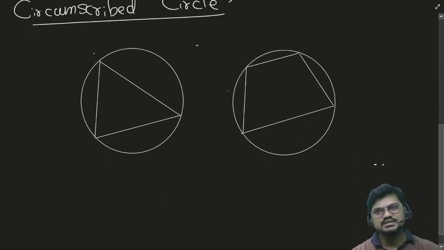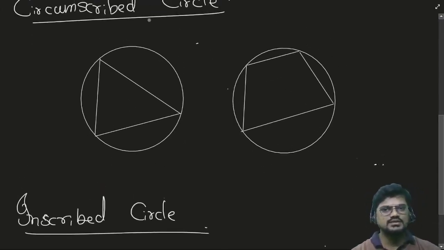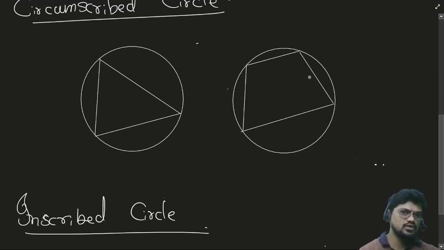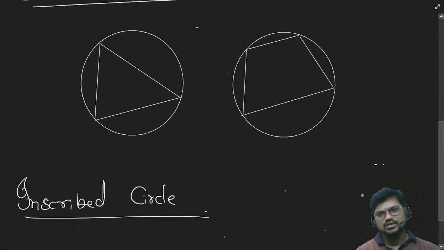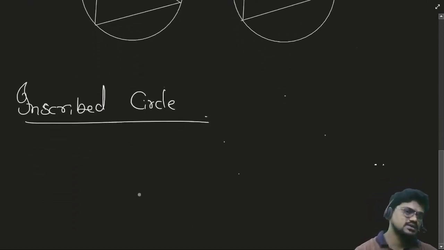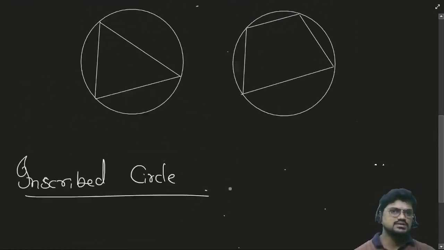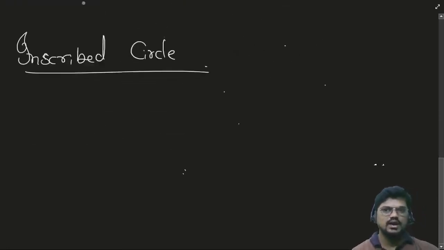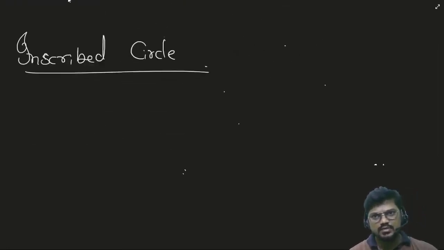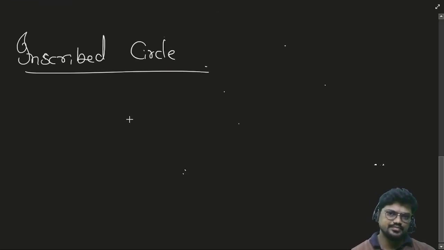Now, what is an inscribed circle? See, in the circumscribed circle, what is happening? The circle is touching all the vertices of the polygon. Over here also, it is touching all the vertices of this polygon, right? In the inscribed circle, the circle will touch all the sides of the polygon. It will be like this. Suppose we draw the circle first.